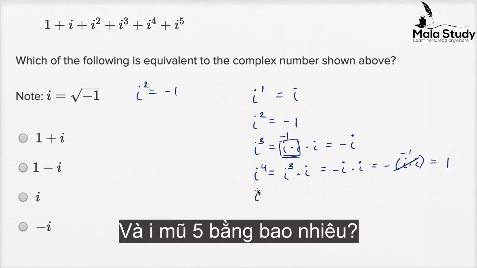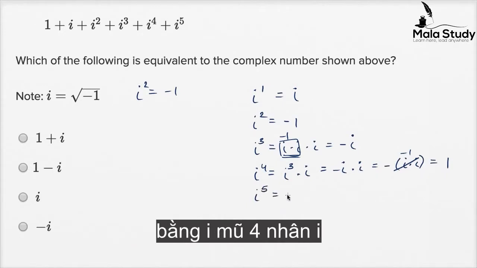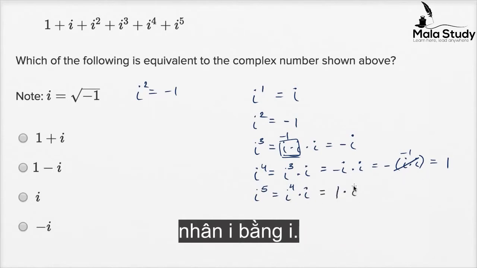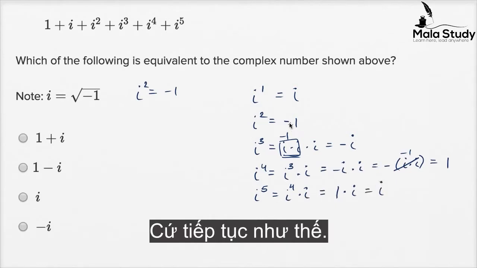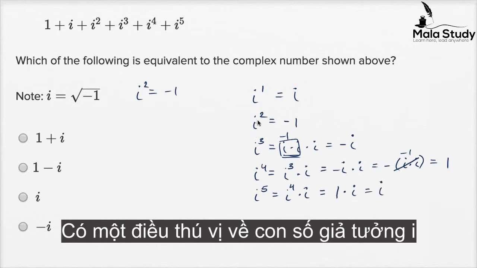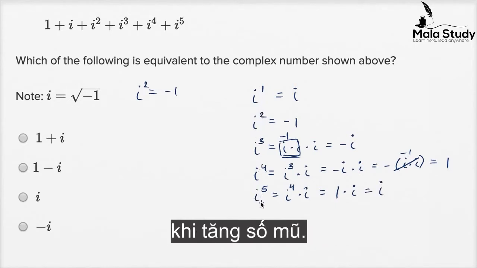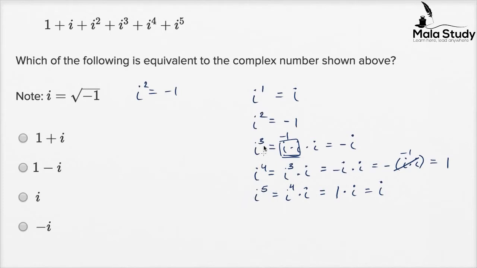And so what's going to be i to the fifth power? Well, that's going to be i to the fourth power times another i. Well, i to the fourth power we just saw is just 1, times i is equal to i. And we could keep going, and this is one of the fun things about the imaginary unit i, is that we see this cycle as we increase the exponent. But we've gotten all the powers that we care about.